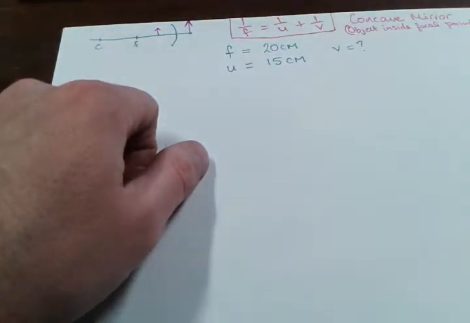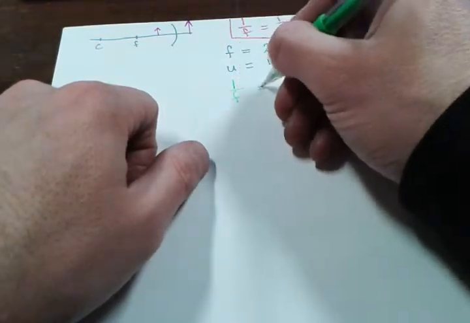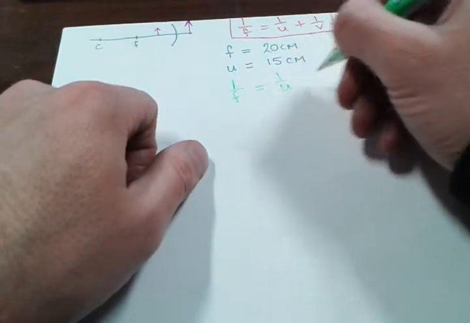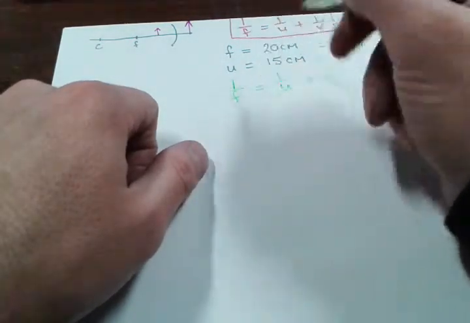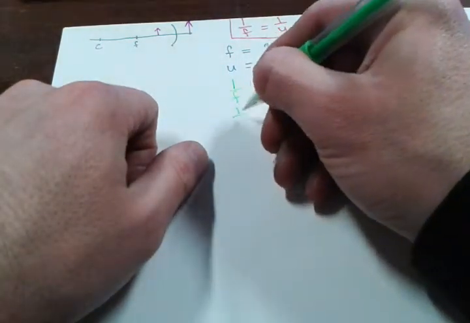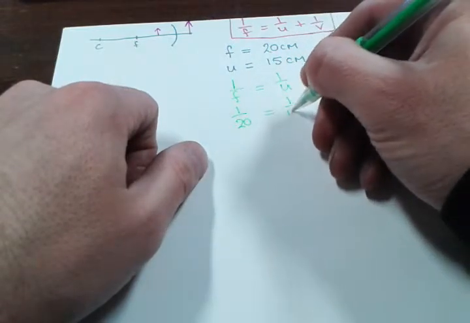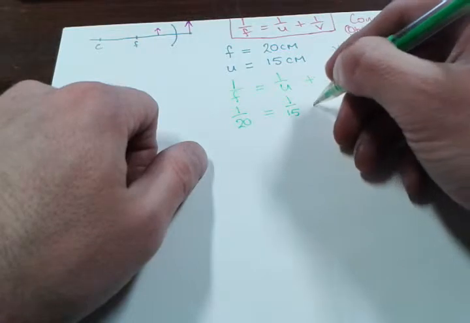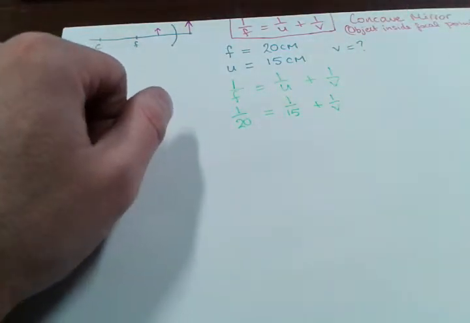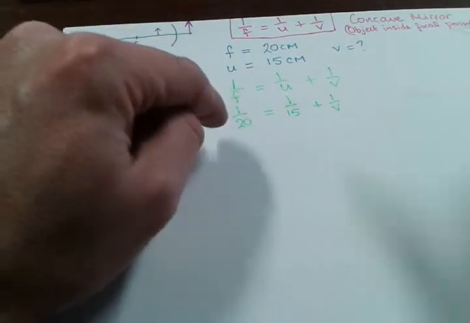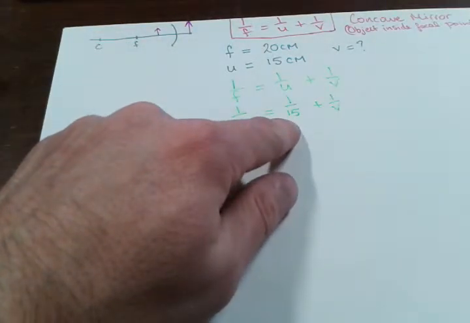So let's start to look at the solution. We always start with the formula: 1 over f is equal to 1 over u plus 1 over v. Now let's start plugging in values. 1 over 20 for f is equal to 1 over 15 for u plus 1 over v. And we're in the same situation as in a previous example, where we need to get 1 over v on its own.